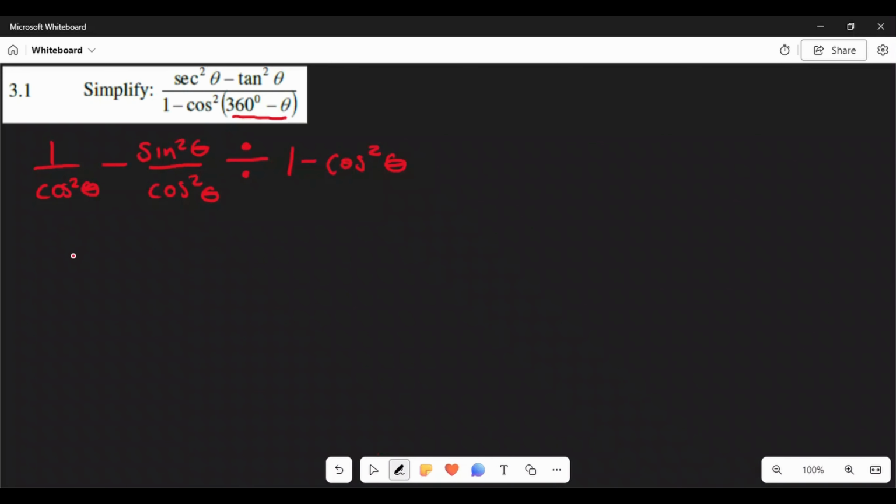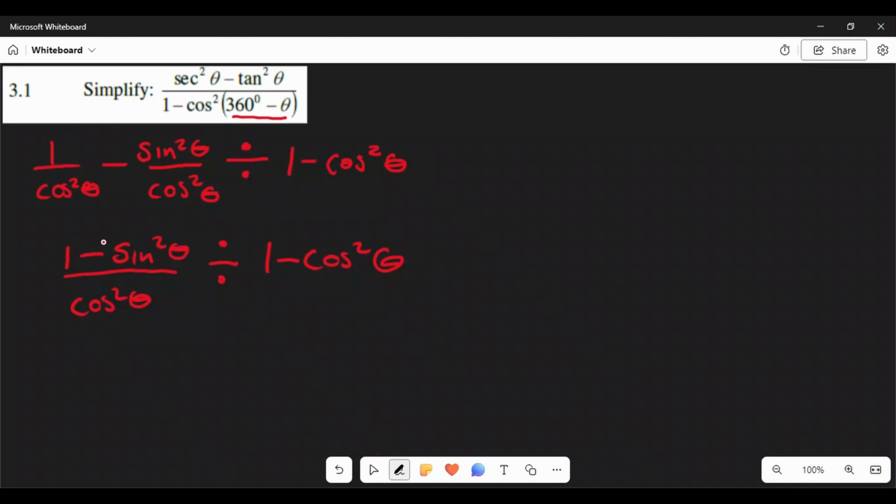So from here guys, we start. As you can see here, we have these two terms that are divided by cos squared. So we can say 1 minus sine squared theta divided by cos squared theta. This is also divided by the same thing that we see this side, which is 1 minus cos squared theta. Here we need to use some identities.